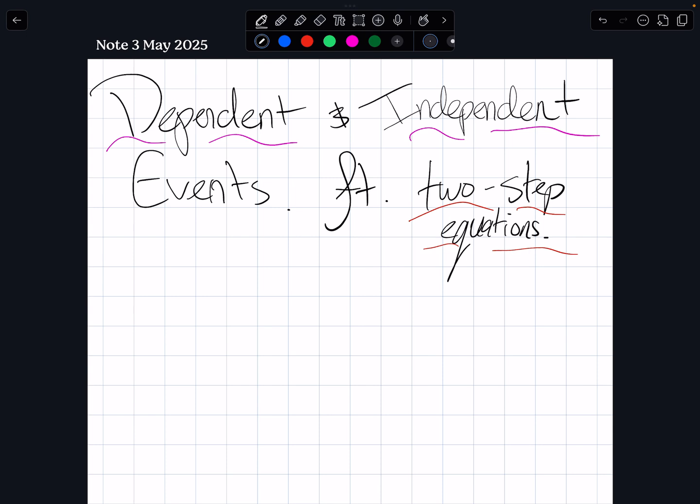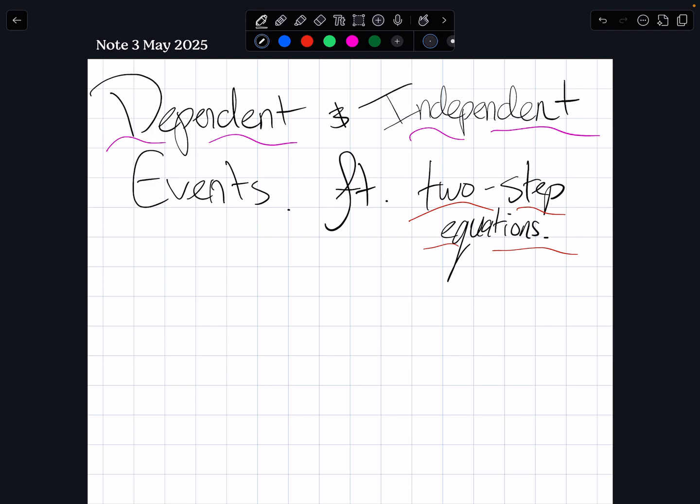Hello, welcome to class. Today we're going to be doing dependent and independent events featuring two-step equations. We're going to be moving away from Venn diagrams and two-way tables to actually explore the probability of things happening, how to understand that, how to calculate it, and what dependent and independent mean.